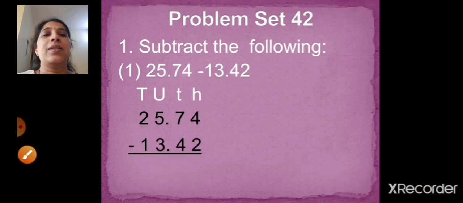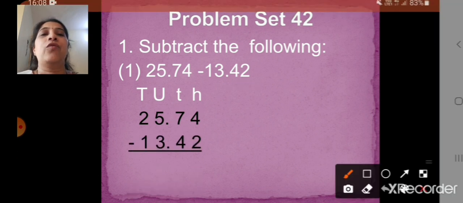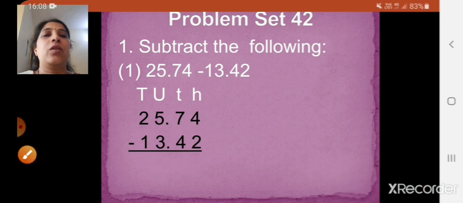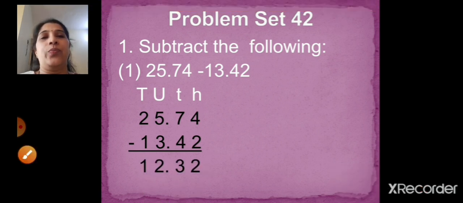Now let's carry out the subtraction. 4 minus 2 is how much? 2. 7 minus 4 is how much? 3. Then you will put the decimal point. 5 minus 3 is how much? 2. And 2 minus 1 is how much? 1. So your answer is 12.32, right?